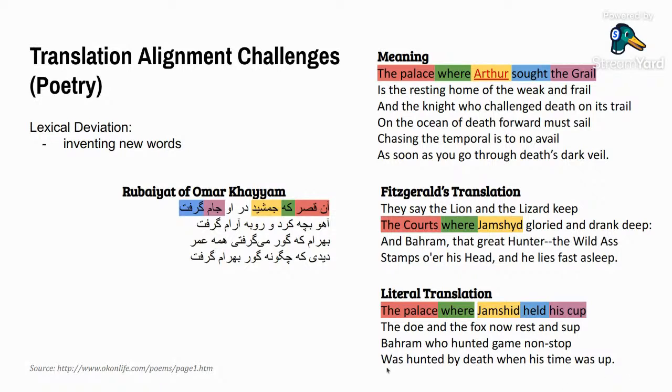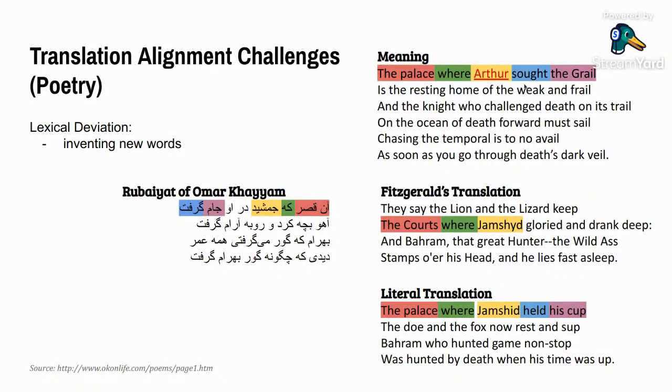The literal translation here is the literal word-to-word translation, then the meaning of the text, and the translation done by the translator Fitzgerald. If we compare, here we have Anqasr Kah Jamshid, it's translated to Anqasr to the palace, the courts, the palace. Jamshid is translated to Jamshid. Jamshid here is translated to Arthur.